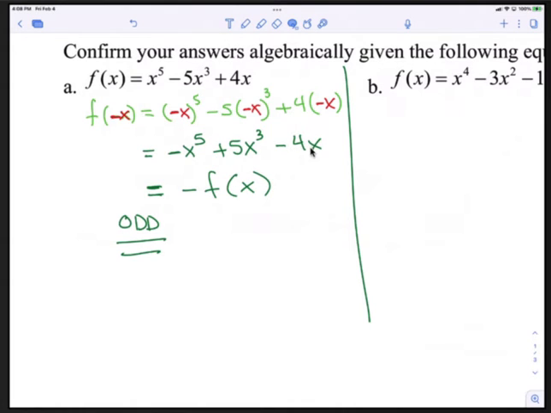How does this compare to the original function? You'll notice that the coefficients are all opposite. This is negative x to the 5th, the original was positive x to the 5th. This is positive 5, the original has the negative 5, and this was negative 4x, and the original had positive 4x. So the result is the negative, or the opposite, of the original f of x function, and that's what makes this odd.